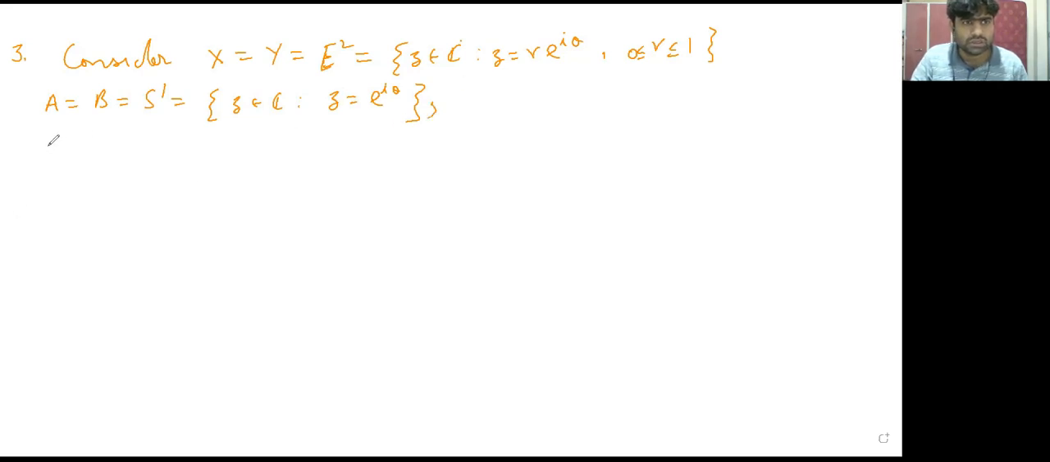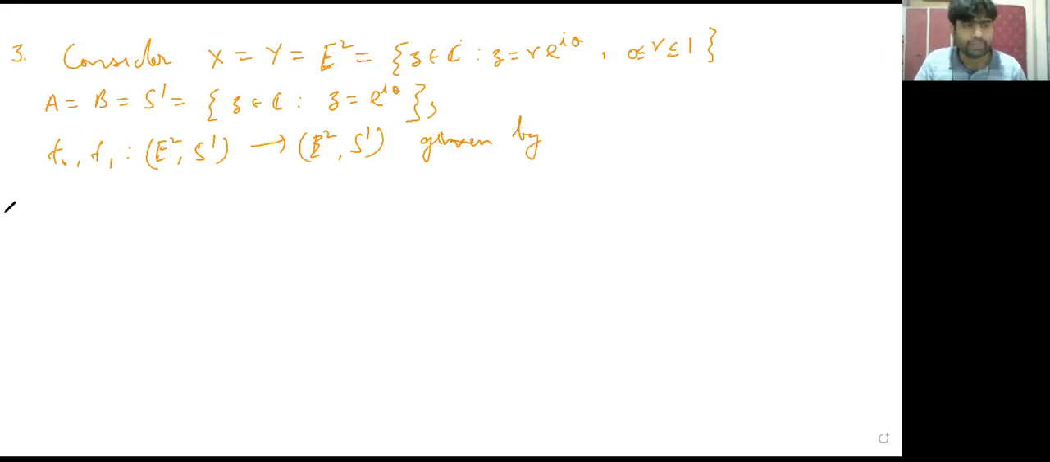This, F0 and F1 from E2 to S1, given by F0.